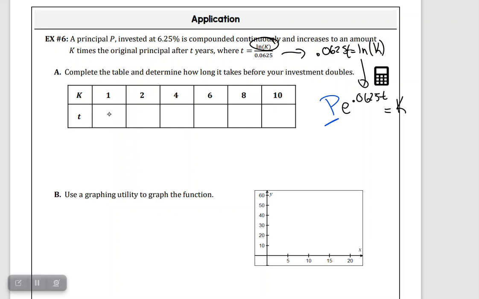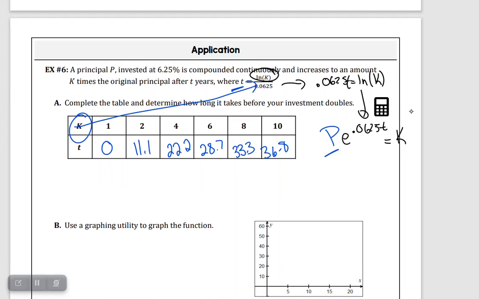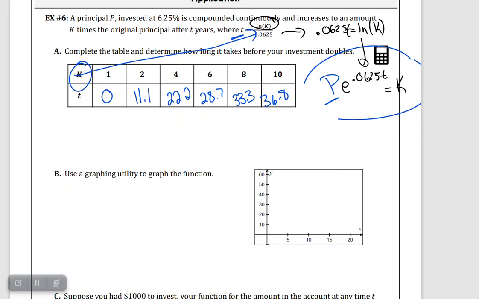So if I start plugging these in, I get 1 is 0, 2 is 11.1, 4 is 22.2, 6 is 28.7, 8 is 33.3, and 10 is 36.8. Again, all I would do is take k and I would plug it in here because then it finds you t. But again, this is kind of what we're looking at.